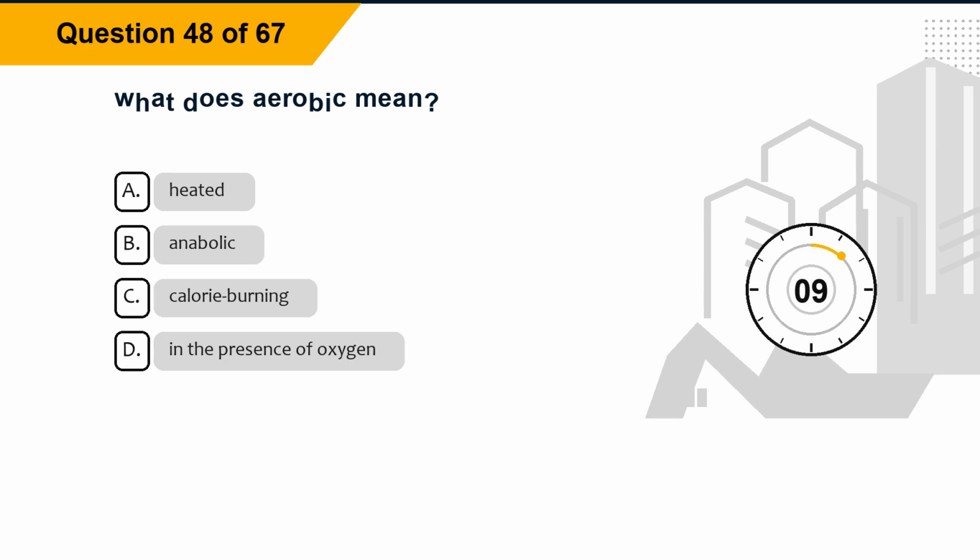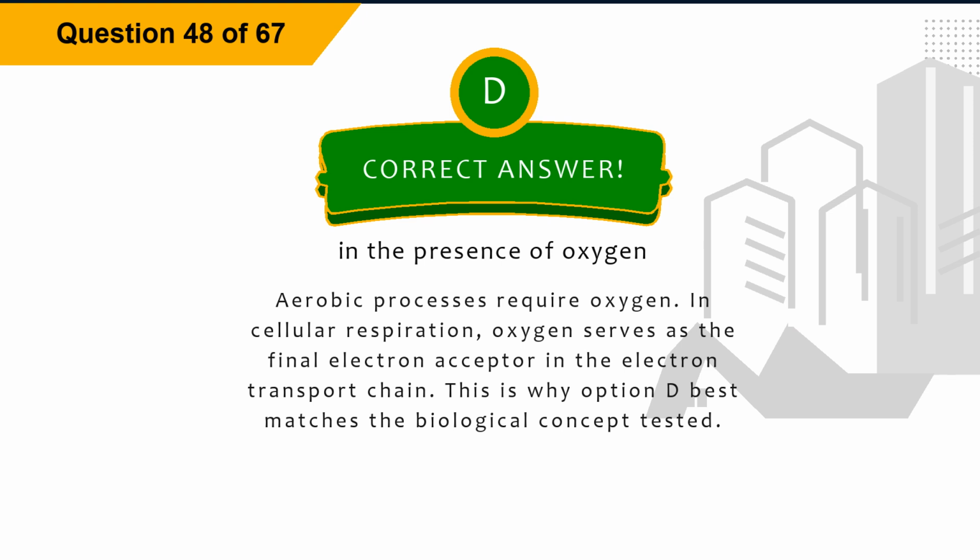Question 48. What does aerobic mean? Option A, heated. Option B, anabolic. Option C, calorie burning. Option D, in the presence of oxygen. The correct answer is option D, in the presence of oxygen.